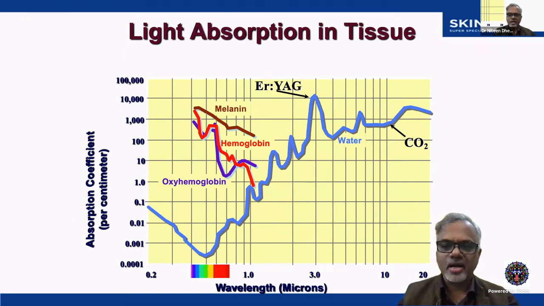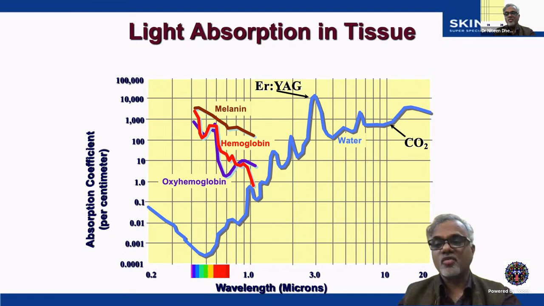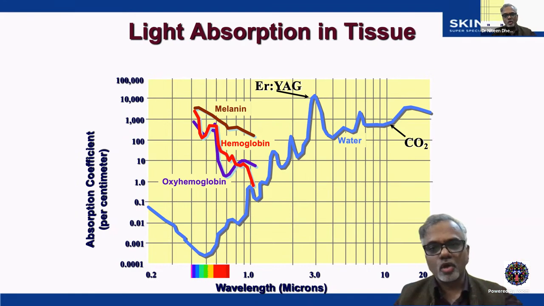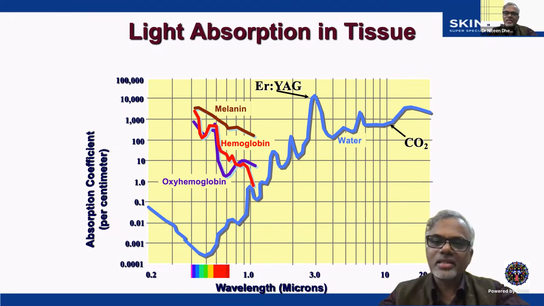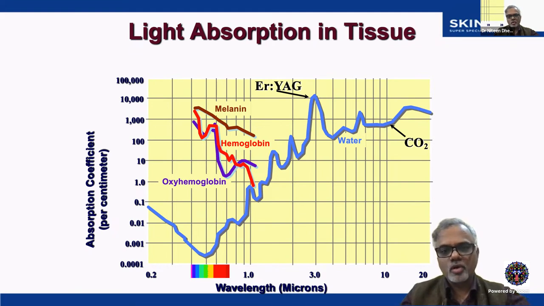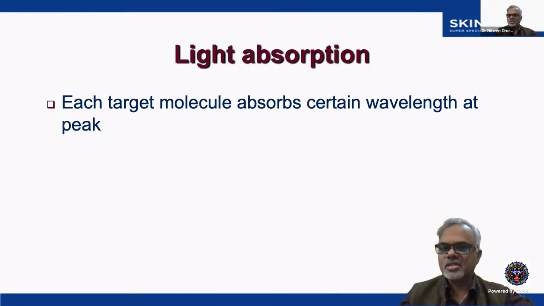Now, this is the absorption spectrum of various molecules. It is a lab finding. There's no reason why this is so, but this is a laboratory observation. If we fire various wavelengths at these molecules, each molecule will absorb some wavelengths more, some less. So this is the chart. You can see that most of the colored molecules will absorb wavelengths of, say, 400, 500, 600. Water will absorb maybe around 800, 1000, 3000. So each target molecule absorbs a certain wavelength at peak.